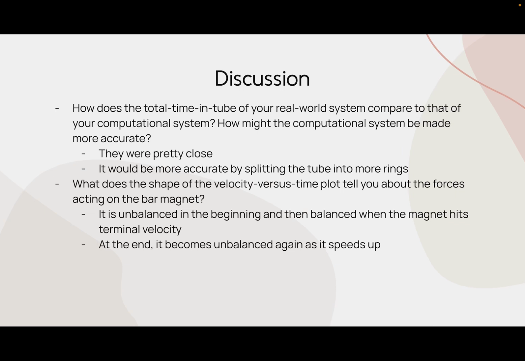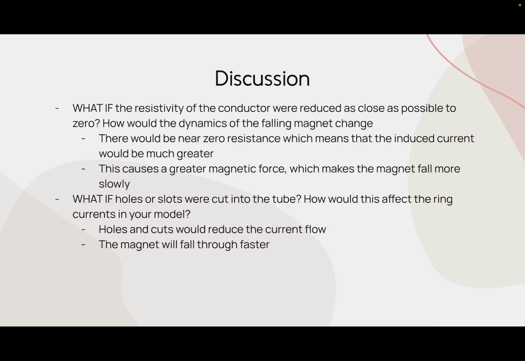The shape of the velocity versus time graph is unbalanced in the beginning and then balanced when the magnet hits terminal velocity, and then at the end it becomes unbalanced again as it speeds up. So what if the resistance of the conductor was reduced as close as possible to zero? There would be near zero resistance, which means that the induced current would be much greater, which causes a greater magnetic force, which makes the magnet fall more slowly. And if there were holes or slots cut into the tube, then it would reduce the current flow and the magnet would fall through faster.